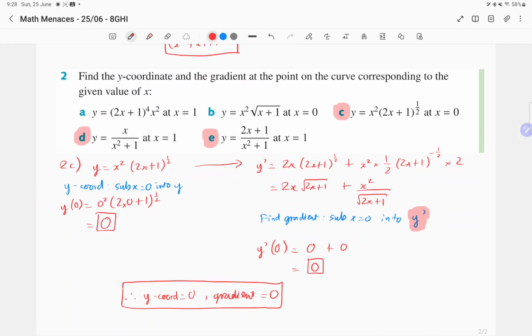Done? Very good. Take a short break, and I'll tell you which ones to do for the next question. We're skipping question 3, and we're doing all of question 4. So this is on the other side.